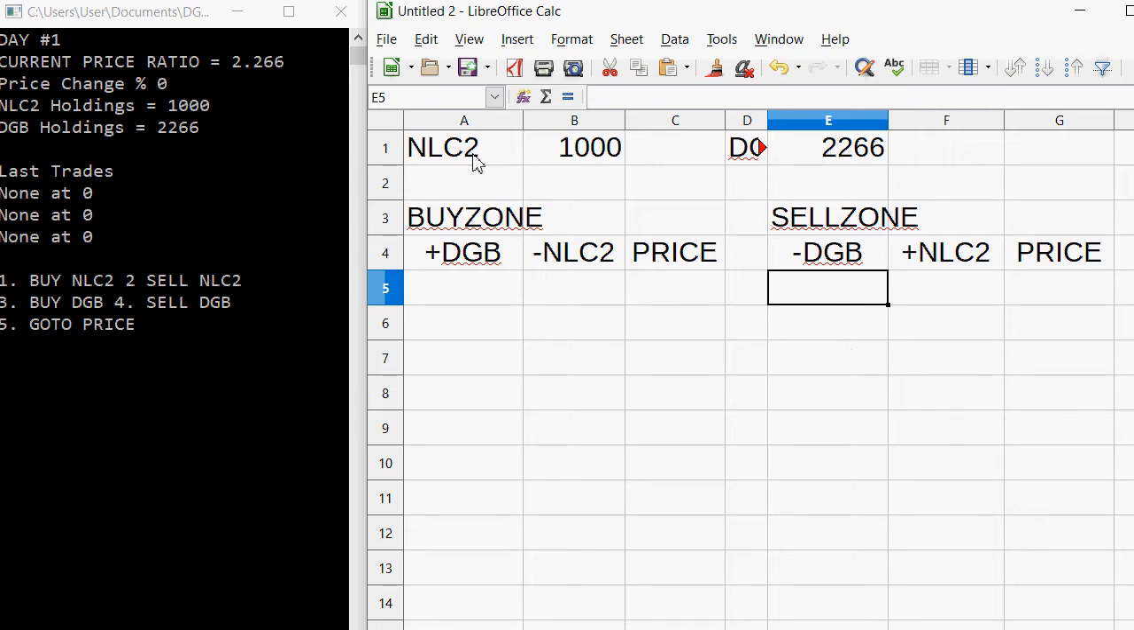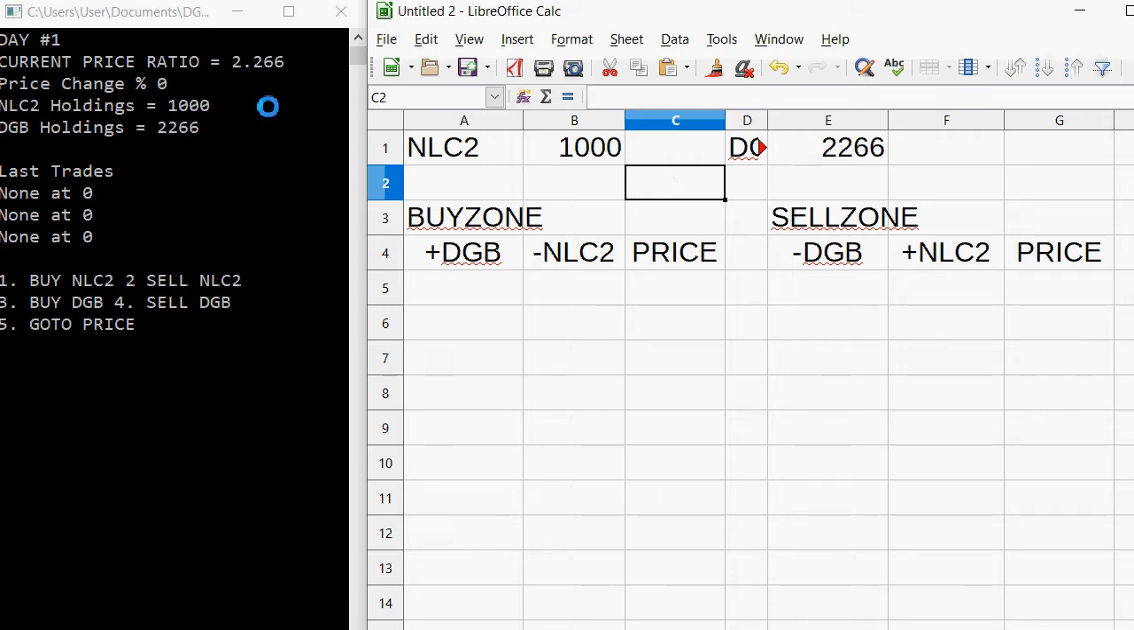And we'll start off with 2,266 DGB and 1,000 NLC2, No Limit Coin 2. Within it, what we're going to do is just wait for the market to go up and wait for the market to go down. That's your indicator. Just wait to go up to the number you choose: 260, 270, 320, 350, 410, 475. And you can do those big volatile numbers. You won't get as many trades, but you'll get great results on your buybacks.